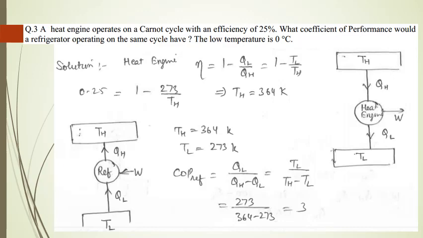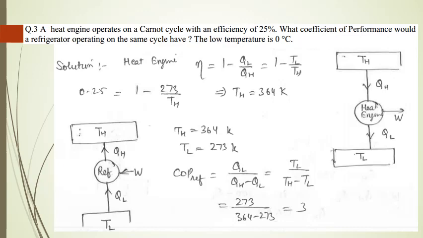So when the device is working like a heat engine, then its efficiency is 25% and the low temperature reservoir is having the temperature of 273 Kelvin. 0 degrees Celsius means 273 Kelvin. So using these parameters we determine the temperature of high temperature reservoir and that comes out to be 364 Kelvin.